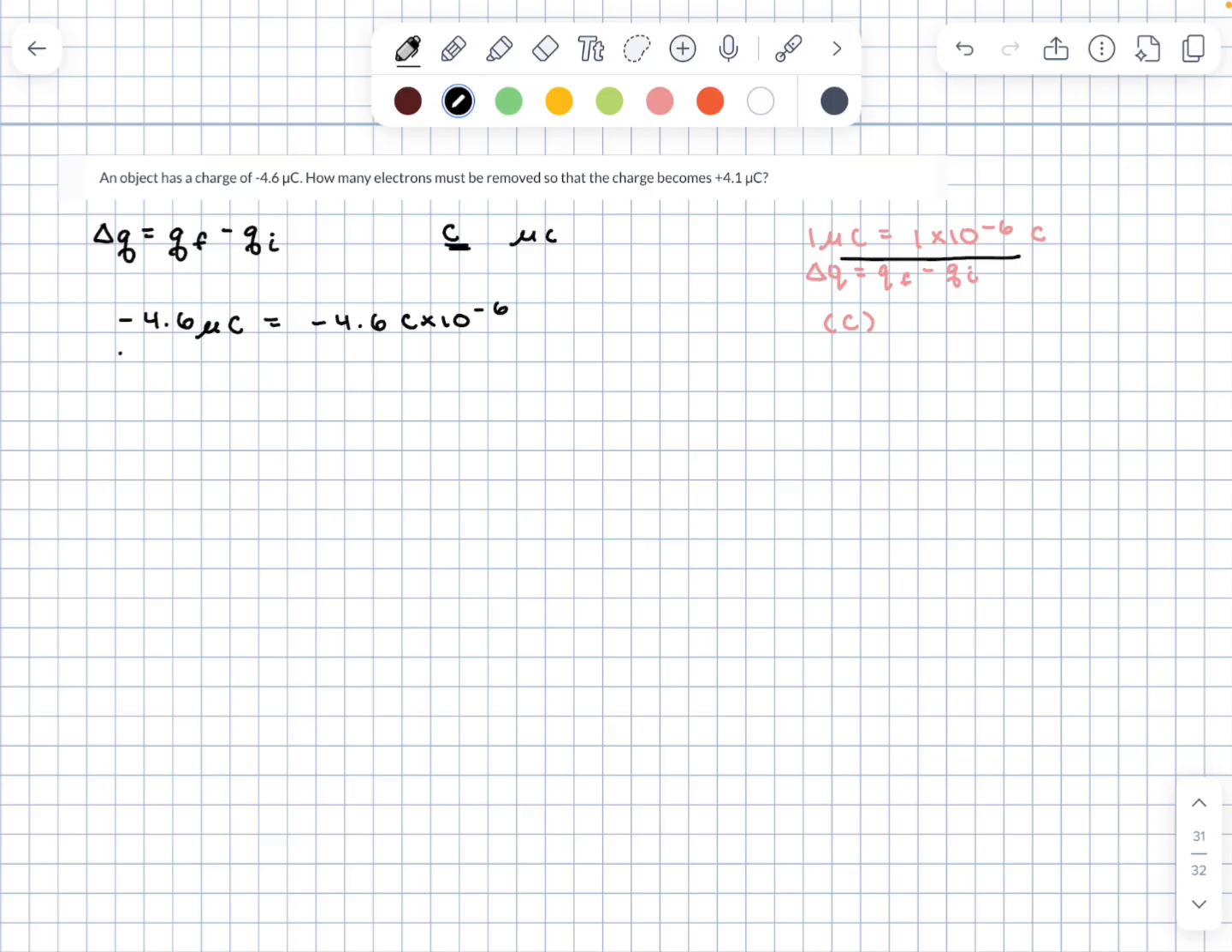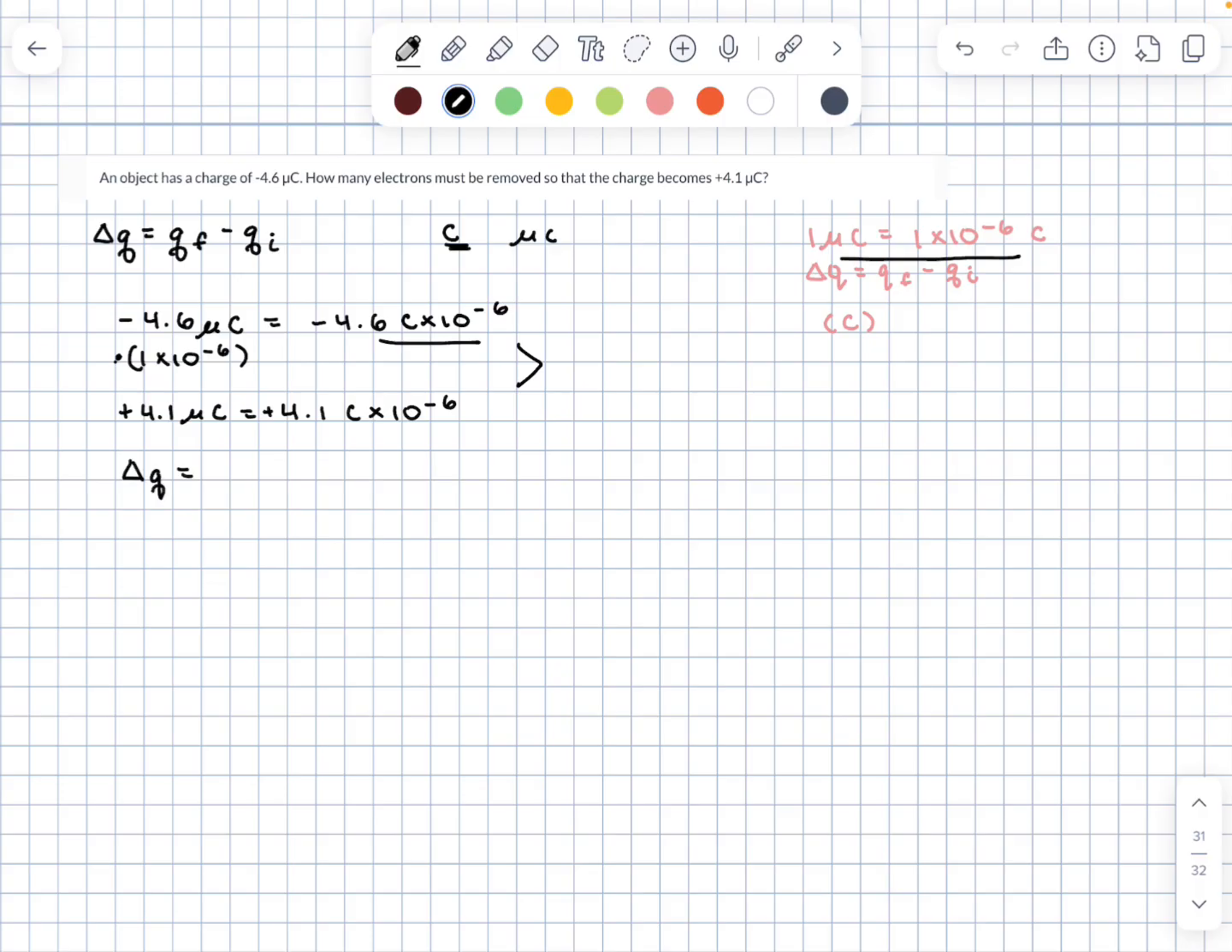And this is because we're multiplying by the 1 times 10 to the negative 6 to get us this. And then we're going to go ahead and do the same for the positive 4.1 microcoulombs equals 4.1, don't forget the positive charge, coulombs times 10 to the negative 6. So now that we have both of these in our unit of coulombs, we're going to go ahead and input them into our equation to find delta Q.